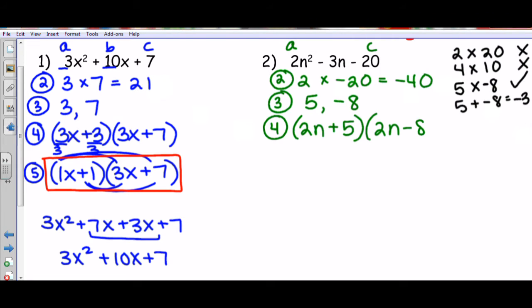Now I'm going to see if these simplify. If I look at 2 and 5, they don't have anything in common, so my 2n plus 5 will stay the same. And then I have a 2 and a negative 8. Both of those numbers can divide by 2, and it'll give me an n subtract 4. So like I did in the previous problem, I can always check with FOIL to see if it works out in the end.